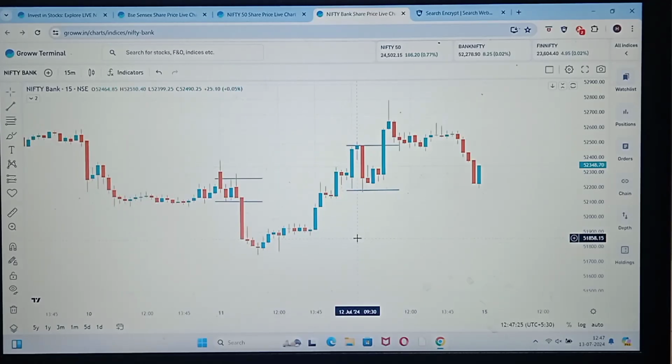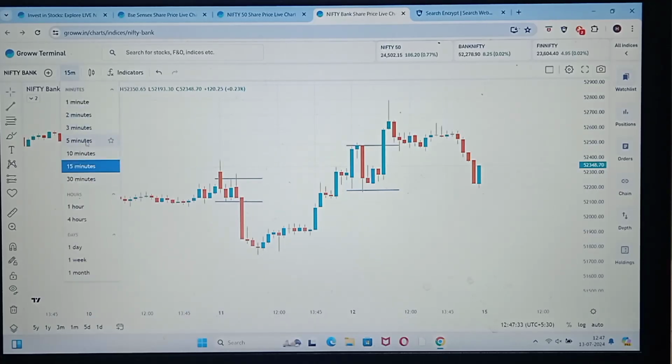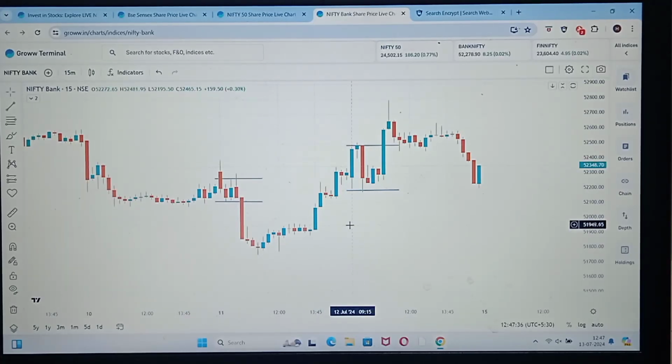So what we have to do is, when the market opens at 9:15 a.m., we have to first of all select the time frame as 15 minutes. Then this is the first candle. You can see this is the first candle of 12th July yesterday, and this is the second 15-minute candle. This is the third 15-minute candle, which is the 9:45 candle.